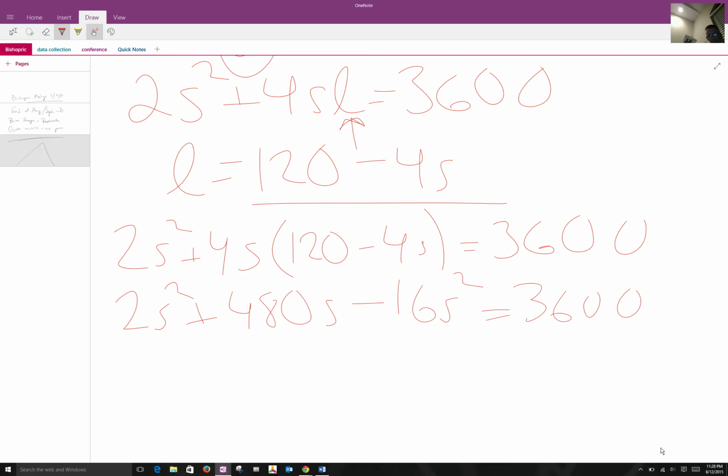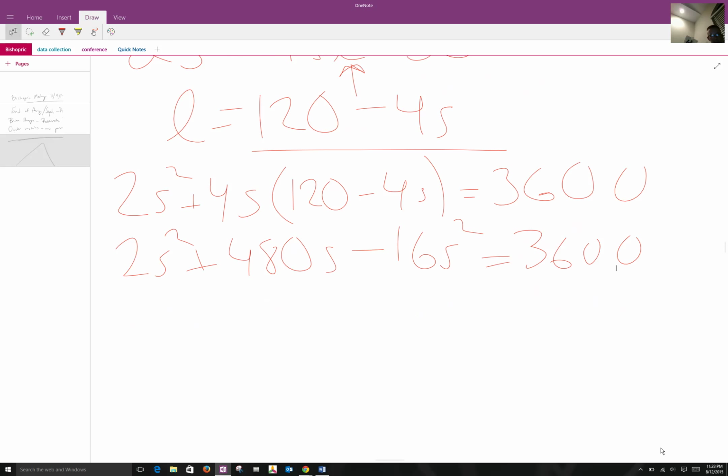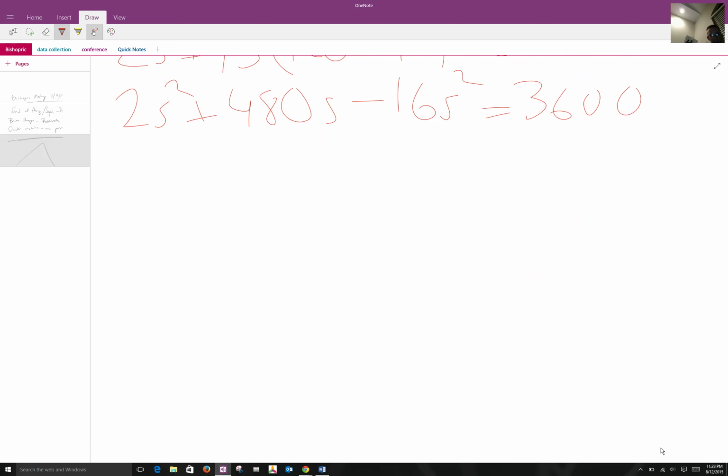And continuing to simplify, we're going to combine our like terms. We have two terms with s squared, so let's combine those together. Negative 16 plus 2 is negative 14 s squared. We've got our 480s still right there.